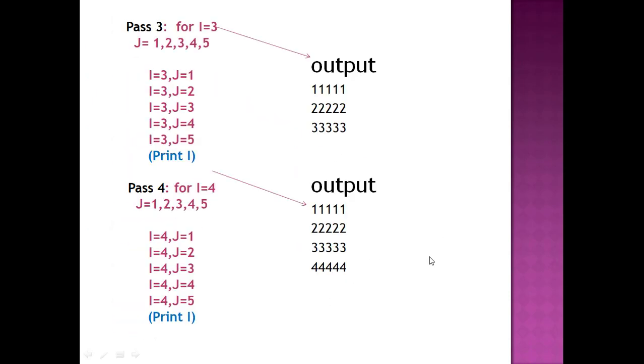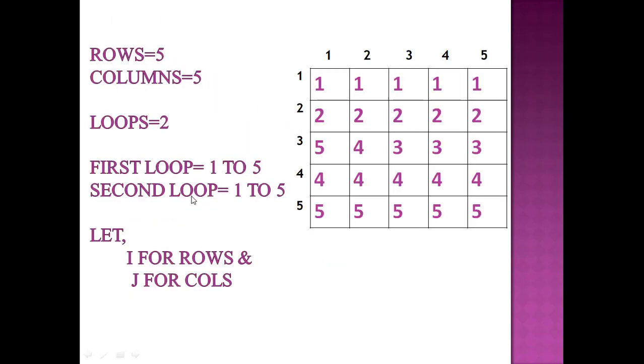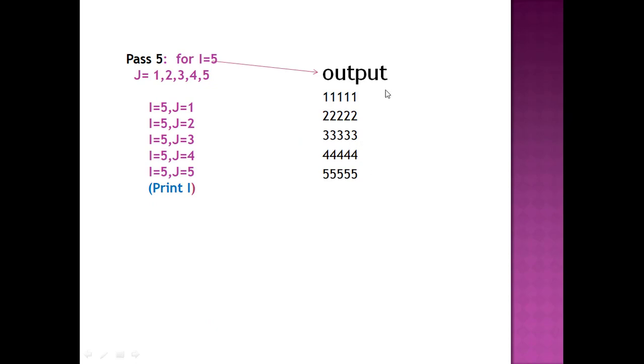And at last, 4 pass 5. What is the value of I? I is 5 and j is equal to 1 2 3 4 5. So for I is equal to 5, j is equal to 1, what should be printed there? I. So for I is equal to 5, j is equal to 1, 5 is printed there. For I is equal to 5, j is equal to 2, 5 is also printed there.